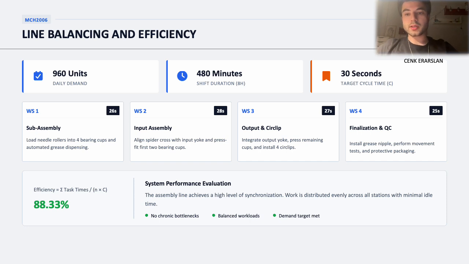And then we'll continue with line balancing and efficiency. So here we focus on our system performance evaluation. Our analysis highlights 3 major achievements. At first, we have no chronic bottlenecks. And then second, we maintain balanced workloads across the line. And finally, our demand target is met perfectly.